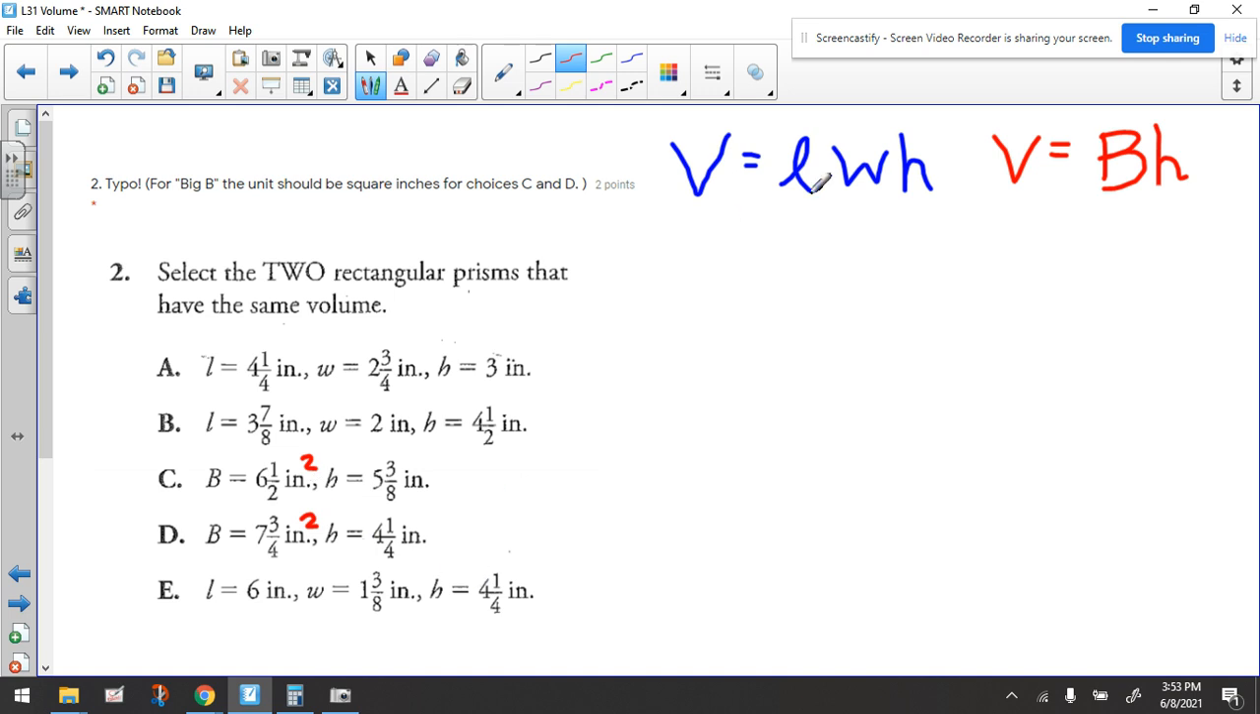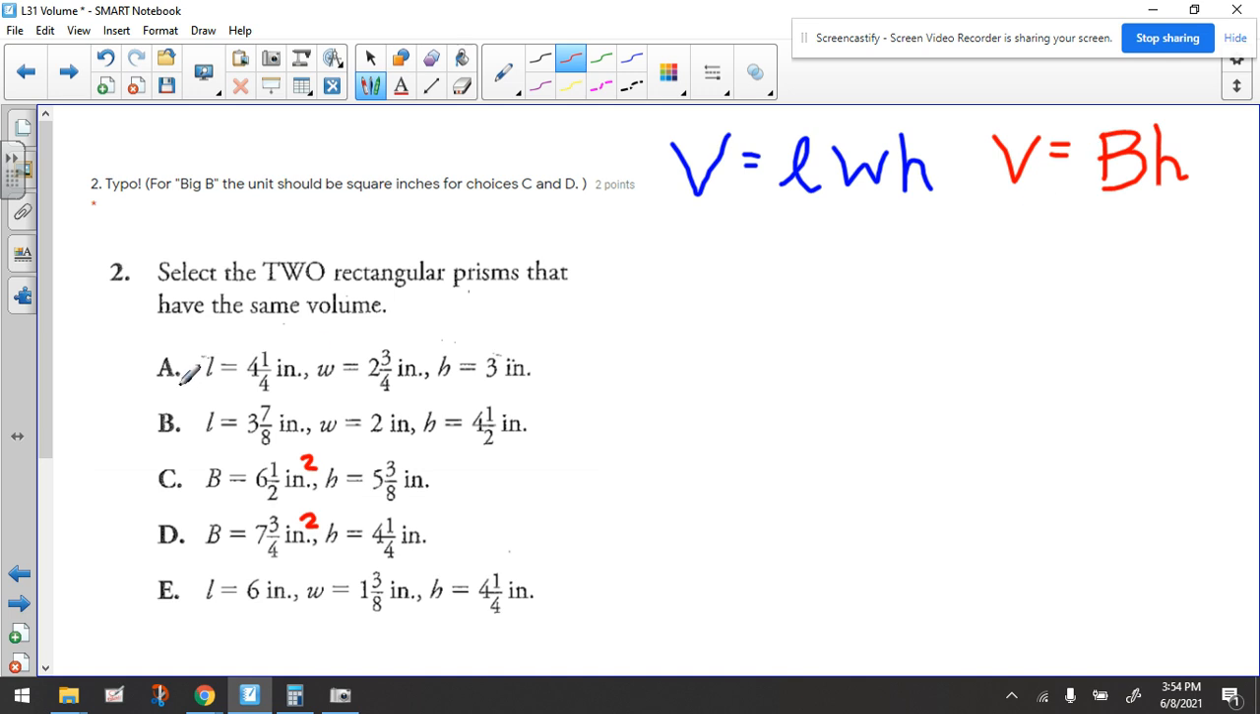In class, we talked about these two formulas and how do you know which one to use when. We use this formula to find the volume if the length and the width and the height of the rectangular prism are given. We use the red formula if we know the area of one of the faces, or the area of what we might call the base of the rectangular prism. So in other words, for A, B, and E, we're going to use the blue formula. And for C and D, we're going to use the red formula.